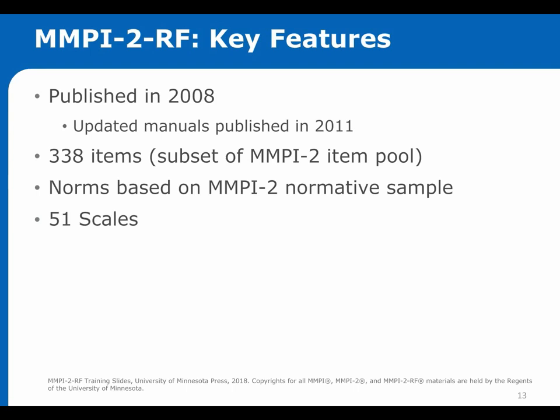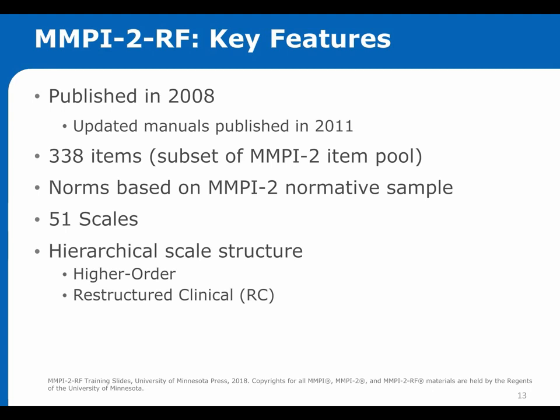The MMPI-2RF is arranged in a hierarchical fashion, and at the top of the hierarchy are the higher order scales, and scores on these scales provide a broad range of information about the test taker's functioning. The restructured clinical scales are in the middle of this hierarchy, and these scales are intended to provide increasingly detailed information about the test taker and assess the core distinctive constructs that were captured in Hathaway and McKinley's 8 original clinical scales. And finally, the specific problem scales are at the lowest level of the restructured form hierarchy.